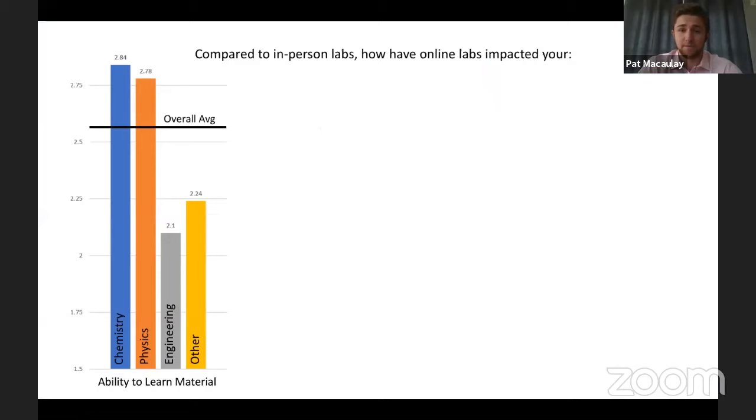And so this next graph shows the same four variables on a scale of 1 to 5, 1 being extremely negative and 5 being extremely positive, with a score of 3 being neutral. So as you can see by learning material, physics and chemistry scored above the average of the survey. However, they were still underneath the score of 3 for neutral, so a negative response.